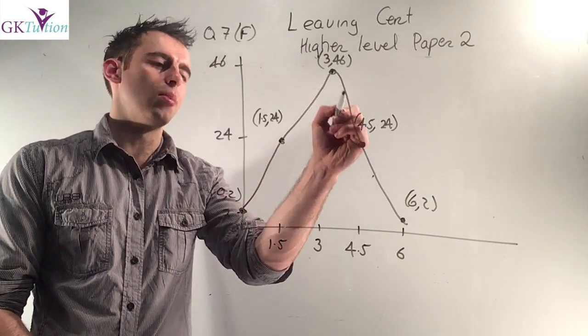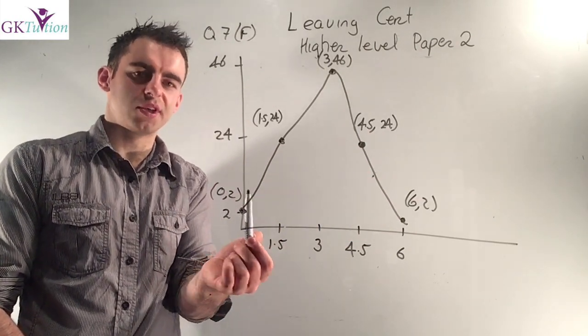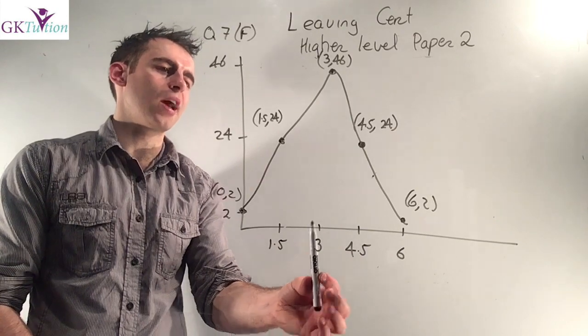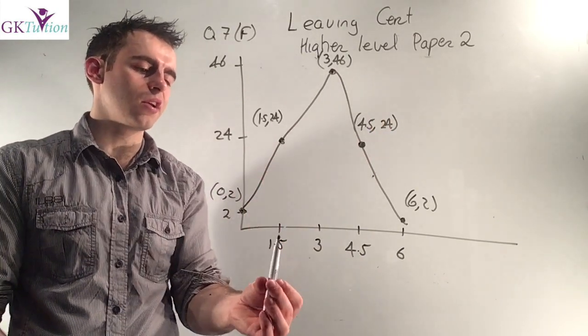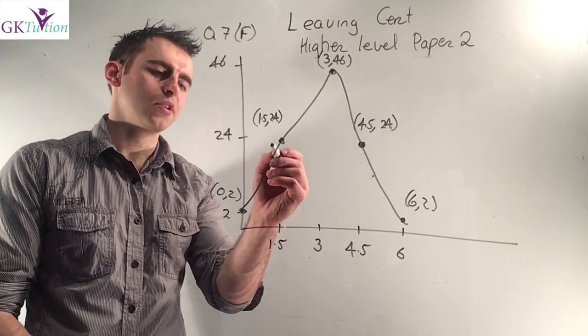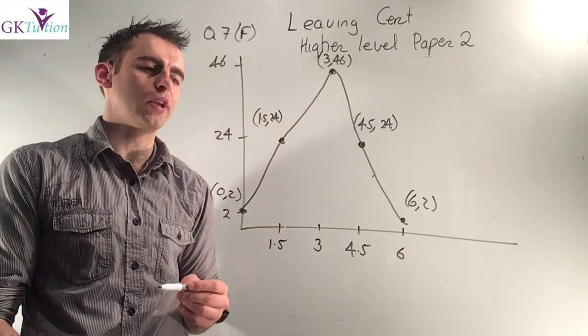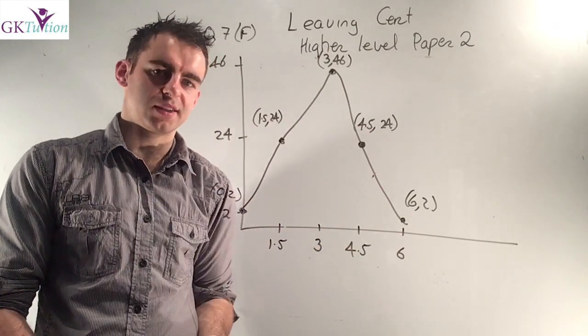The points I would suggest you mark in are these ones. The coordinates 0, 2. I know that when t equals 0, I'm getting 2. You also know that after 3 minutes, you're at the max height, so 3, 46, which obviously means that you're at the midline halfway between 0 and 3, which is 1.5. So I would have plotted the point 1.5, 24, also plot the point 4.5, 24, and then 6, 2.